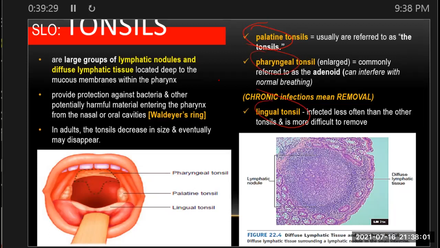Commonly, we refer to the palatine tonsils as the tonsils. Pharyngeal tonsils are commonly referred to as the adenoids, and lingual tonsils are infected less often than the other tonsils, because these two are commonly infected, the palatine and the pharyngeal.